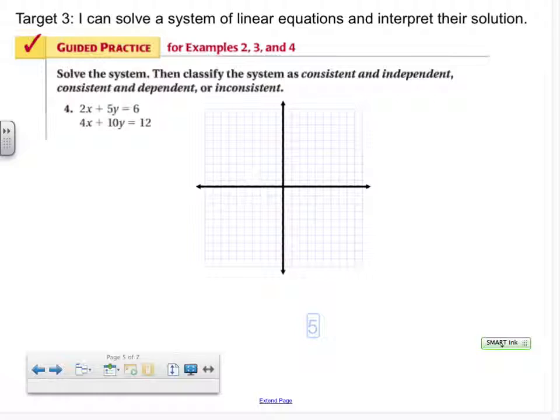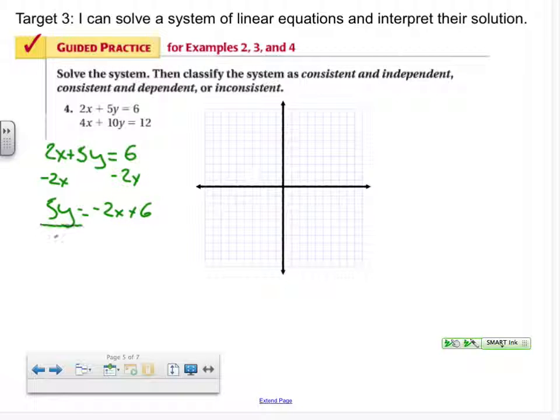All right, so let's work through this example. Solve the system, classify it as consistent and independent, consistent and dependent, or inconsistent. Let's start by graphing it. We got 2x plus 5y equals 6. We'll solve for y. I'm going to subtract 2x from both sides. I got 5y equals -2x plus 6. We'll divide by 5. y equals -2/5 x plus 6/5.